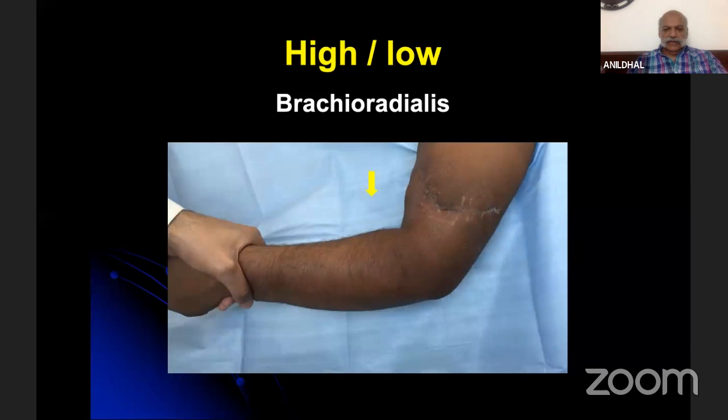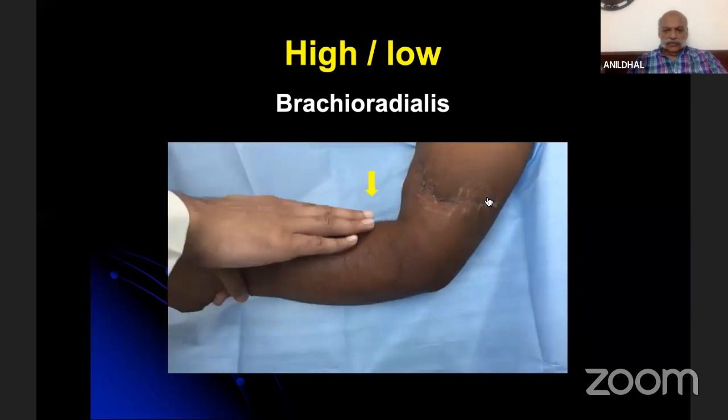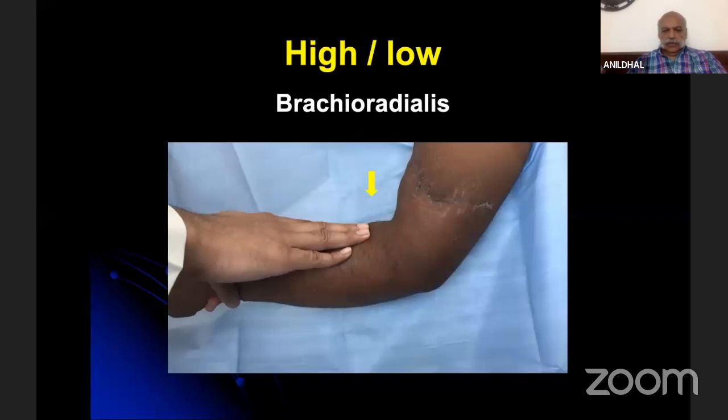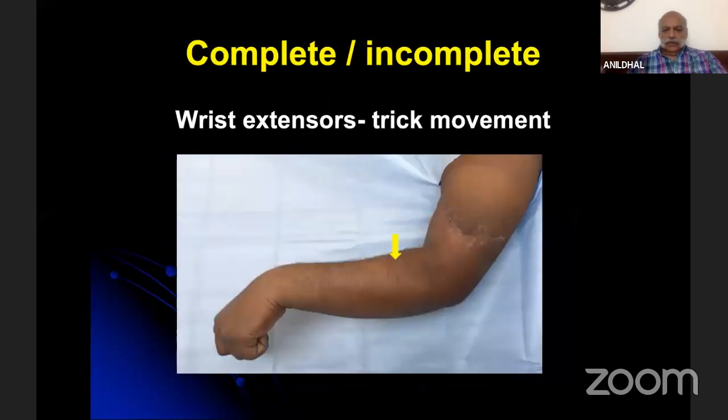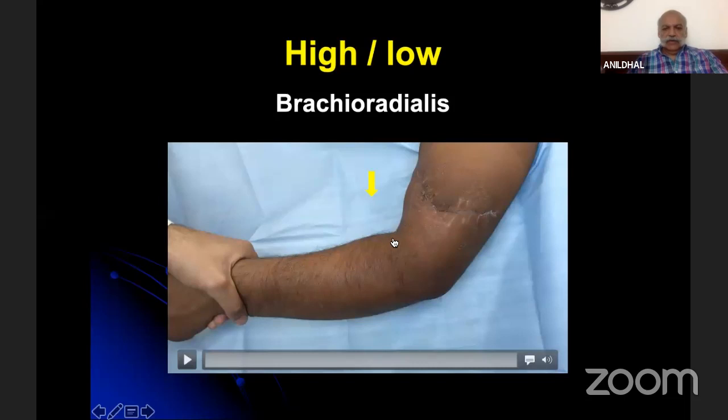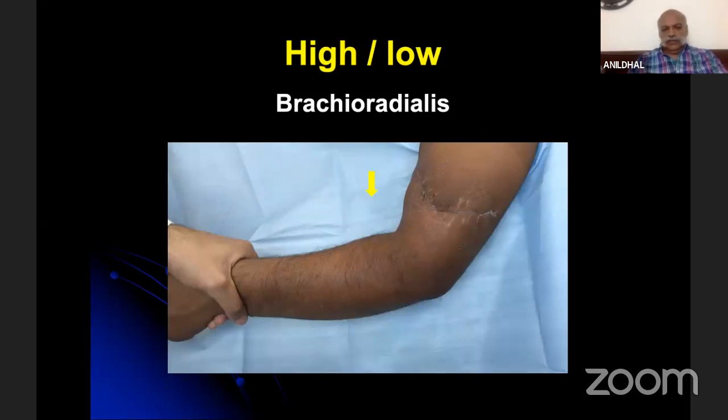And what you find is that there is no contraction. Once you find that there is no contraction, it is always better to palpate the belly somewhere here to be able to say that there is no contraction, and only then you can say that the Brachial Radialis is MRC grade 0. So there is no motor contraction here.